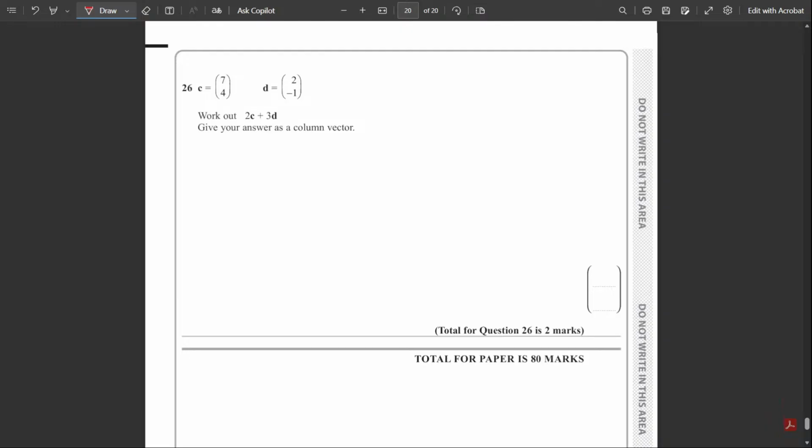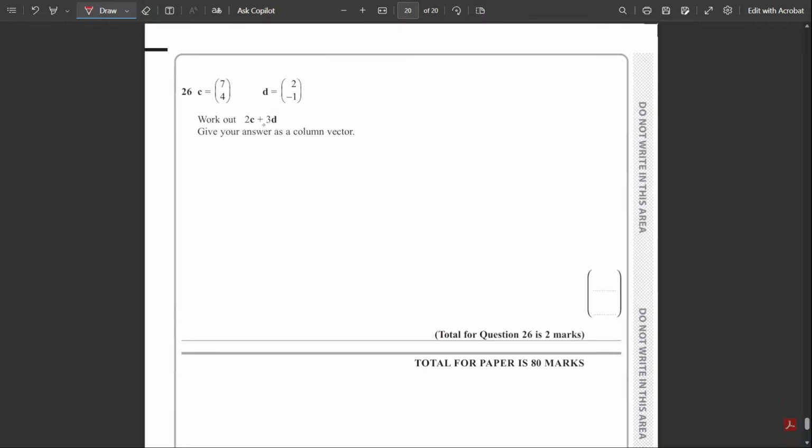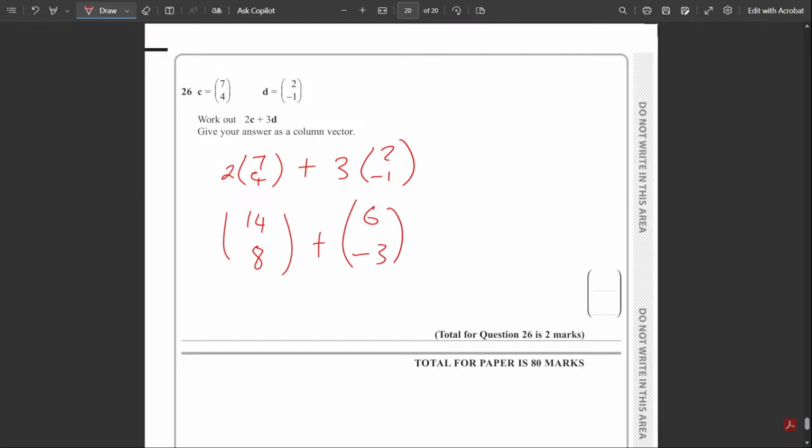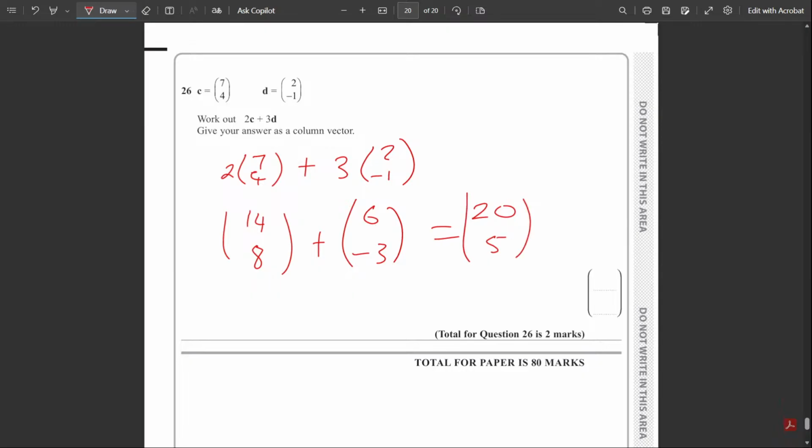Vectors, really straightforward, it's saying 2c and 3d. Okay, so 2 lots of (7, 4) plus 3 lots of (2, -1). So you can multiply everything, so double the x value and the y value here. So double 7 gives you 14, double 4 gives you 8, and then you add that onto triple 2, which is 6, and triple -1 is -3, and then add them together, add the x values together, that gets you 20, add the y values together, that gives you 5, and that's your answer. That's it.